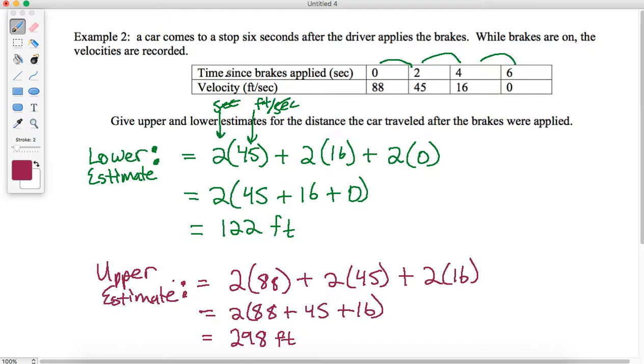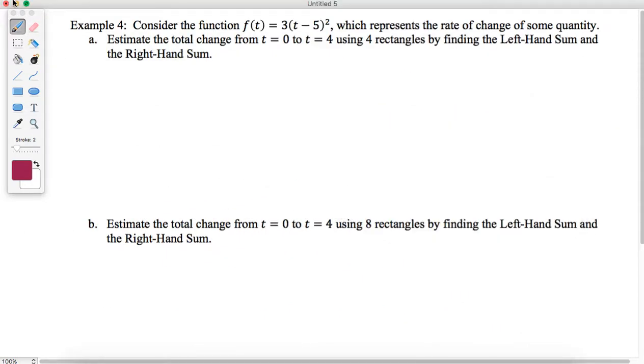Okay? So this is how we calculate the area under the curve, using lower and upper estimates by looking at rectangles, okay? An alternative to looking at upper and lower estimates is to look at what we call left hand and right hand sums, all right?